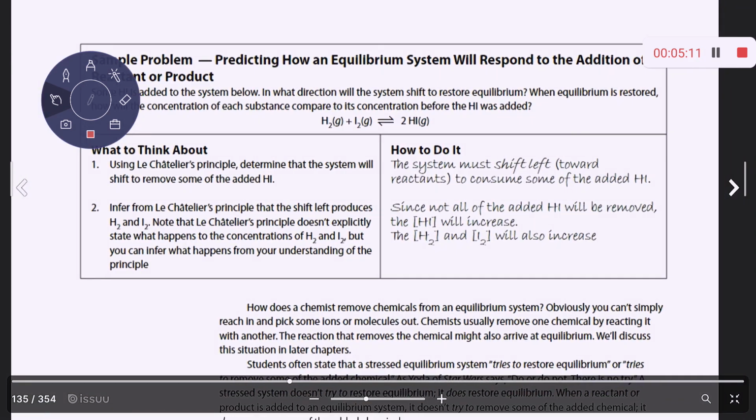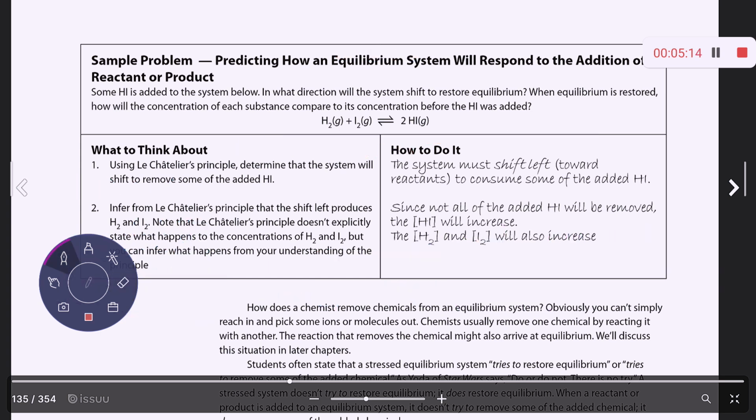Okay, here in this sample problem, it says some HI is added. Locate HI in the reaction. HI is a product. So if we had added HI, you want to move away from it. You want to move to the other side. So that means you would shift to the left. When you shift to the left, you will produce H2 and I2. So H2 and I2 will increase.